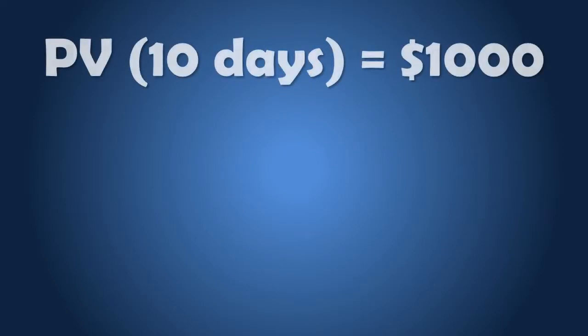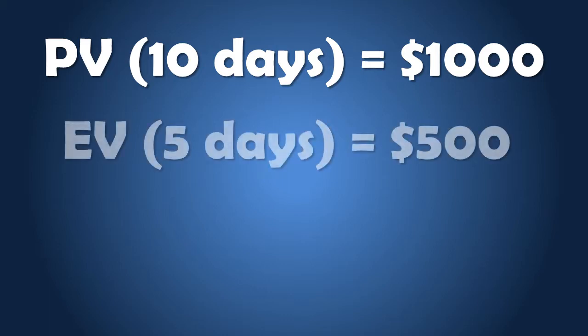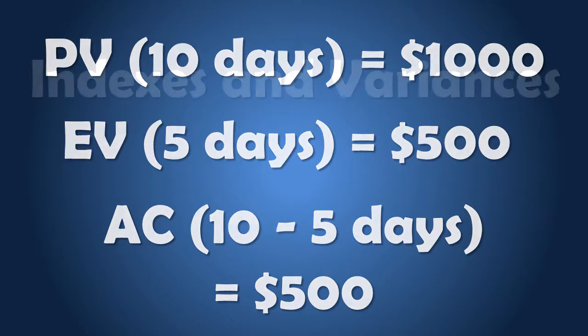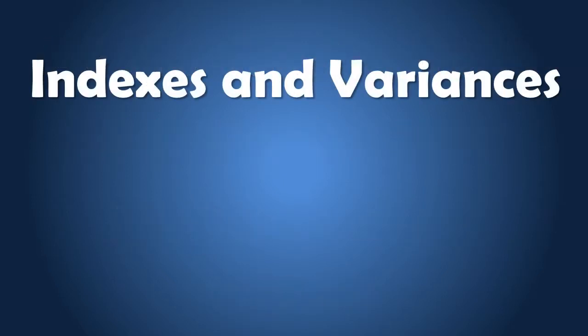For example, if the schedule allows 10 days for the completion of a task and the budget for that task is $1,000, the planned value of that task is $1,000. After 5 days of work, the earned value would be $500. The actual costs are exactly just that. How much did the task actually cost after 5 and 10 days? Earned value management analyzes these factors using indexes and variances that help the project manager keep the project performing within its expected parameters.